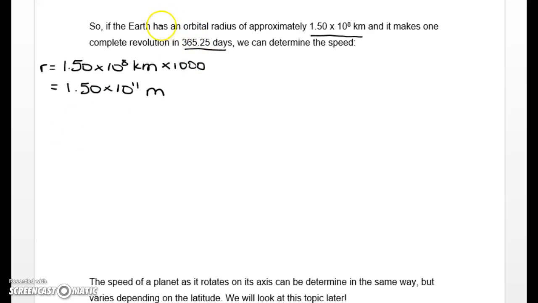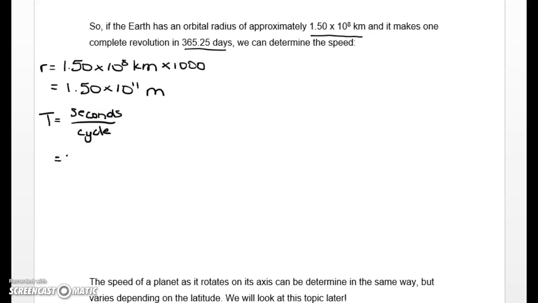So the next thing that we're given is that we know we have one complete revolution in 365.25 days. So what we really need to work with is the period in terms of that speed equation for circular motion. The period is usually the time in seconds divided by the one cycle, so it's how many seconds it takes for one cycle.